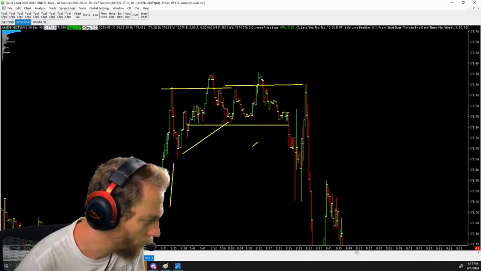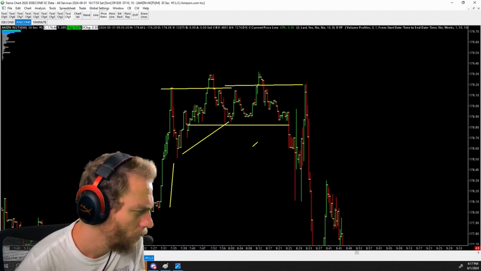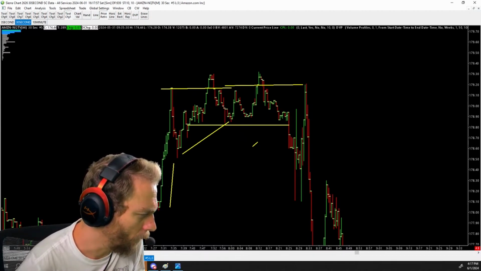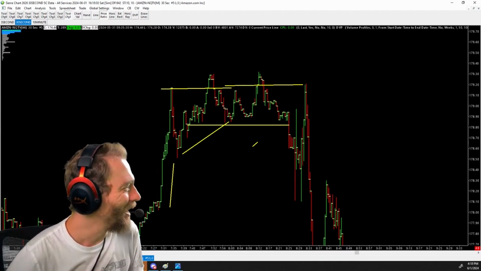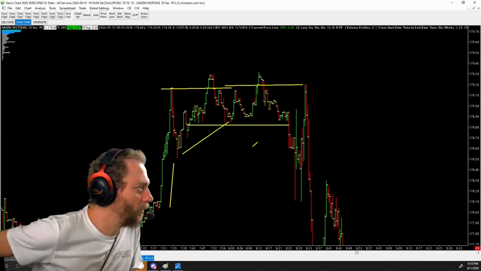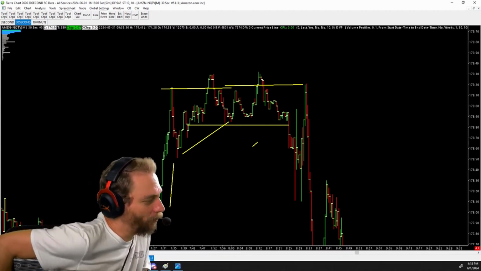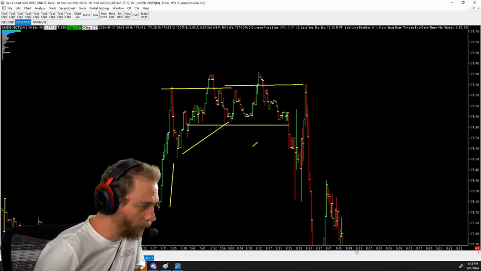Question: for a big server set up to trade with and analyze data in real time and later on with the backtest, what hardware am I looking for and what operating system is best? You're asking the wrong guy. I'll talk about auction market theory and bar charts all day, but when it comes to some of that stuff, I don't know.